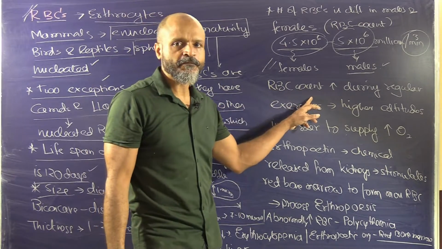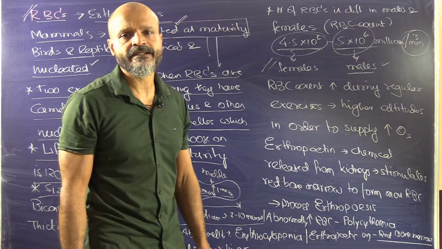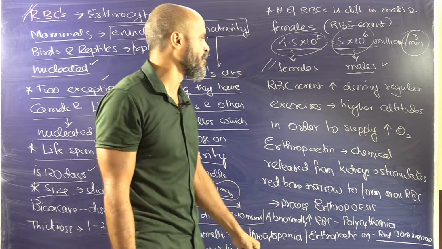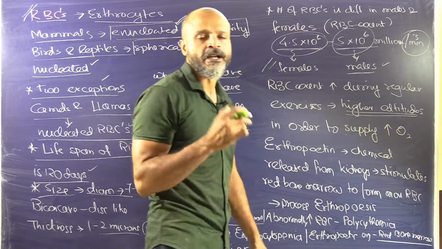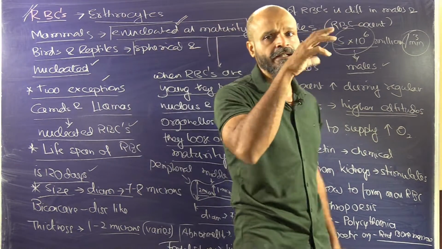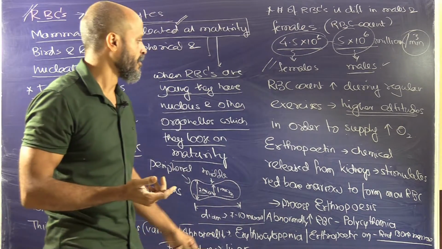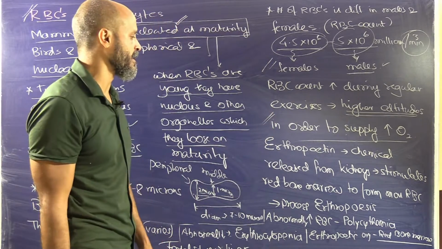RBC count increases during regular exercise. During regular exercise, our body needs more oxygen supply, so the RBC count increases. It also increases at higher altitudes. Why? Because there the oxygen in the atmosphere itself is less, so we need to take in more oxygen. In order to supply a higher amount of oxygen, the RBC count will increase.